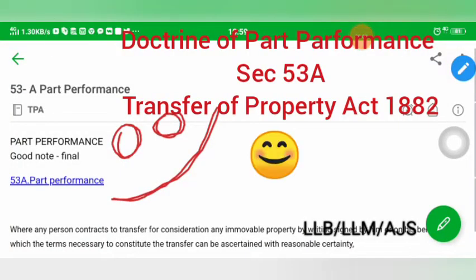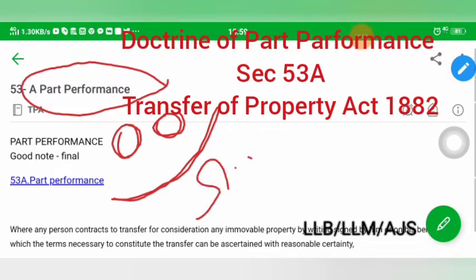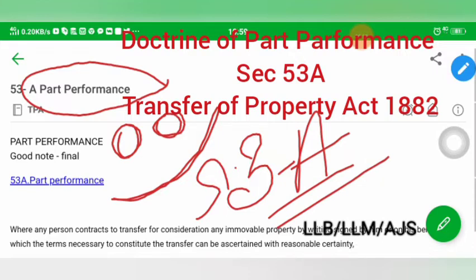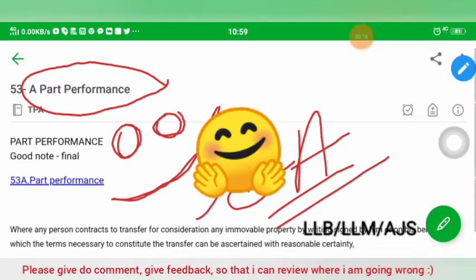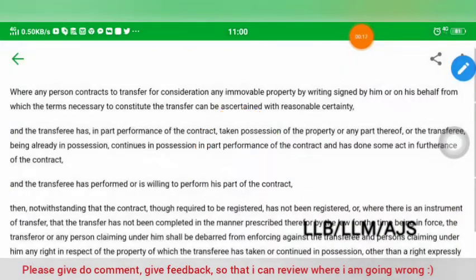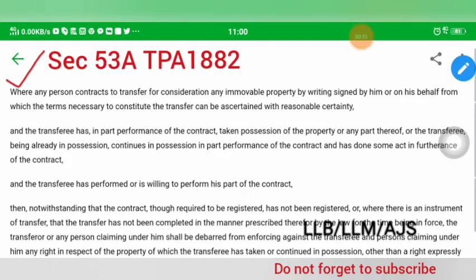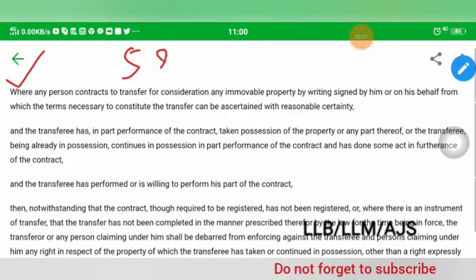Today I'm going to deal with the Doctrine of Part Performance, which is provided under Section 53A of the Transfer of Property Act 1882. So let's begin. Friends, I'm going to start with the clear provisions of the law, as provided under Section 53A of the Transfer of Property Act 1882.